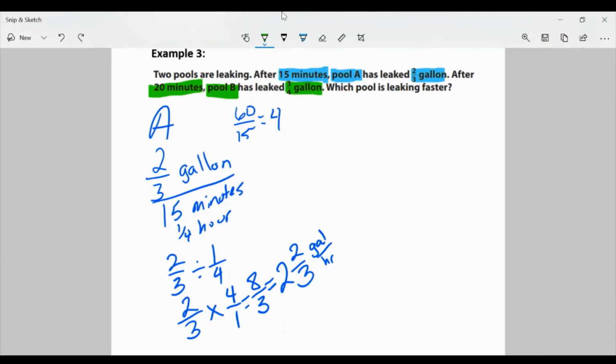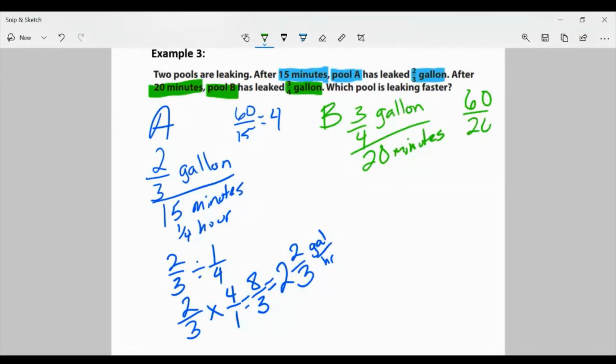All right, so let's take a look at pool B. Now this one is 3/4 of a gallon in 20 minutes, right? It takes 20 minutes for it to leak that much. Now, again, I want to convert my minutes to hours. So 60, which is an hour, 60 minutes, if I divided that by 20, that would be 3, right? So this is actually 1/3 of an hour. 20 minutes is 1/3 of an hour. So that's what my unit rate is right now. So I'm going to go ahead and go 3/4 divided by 1/3.